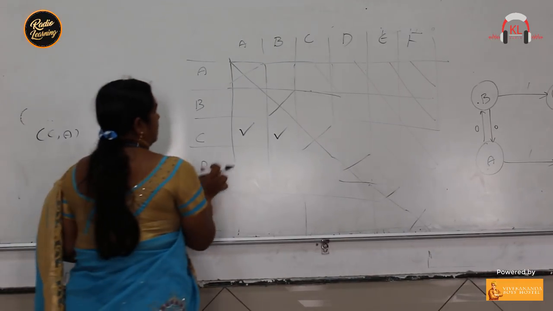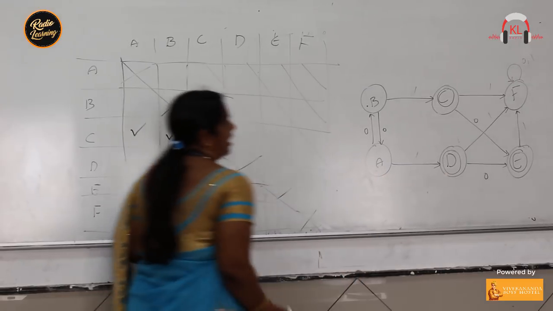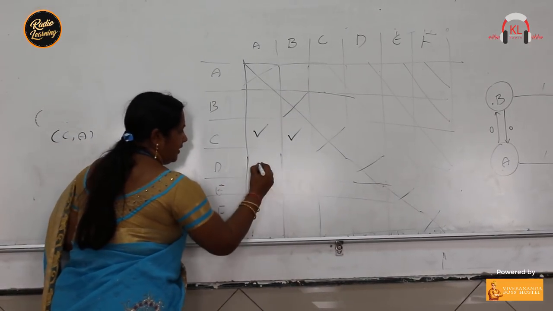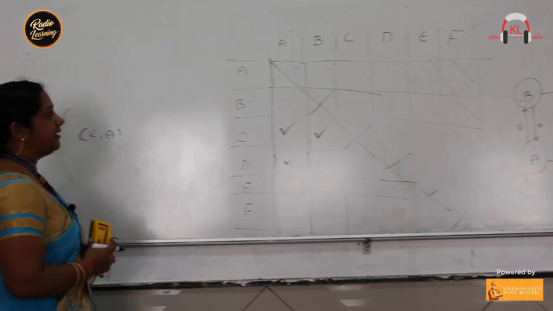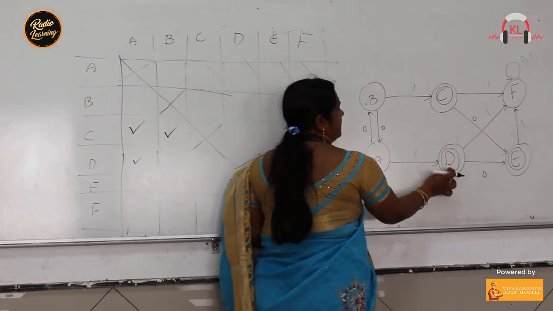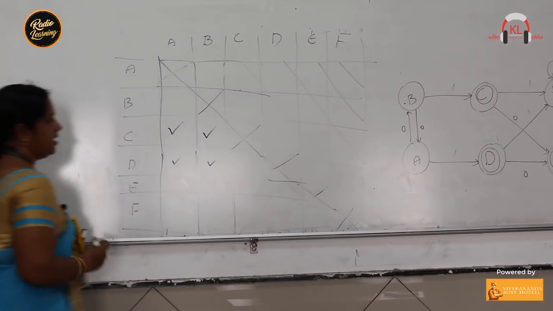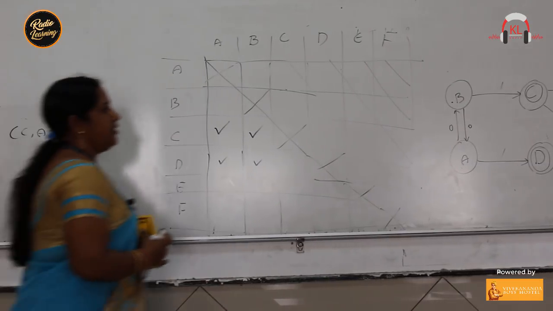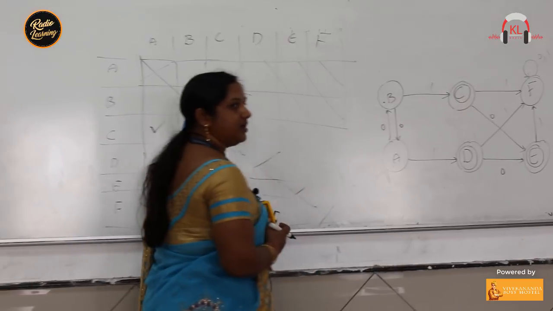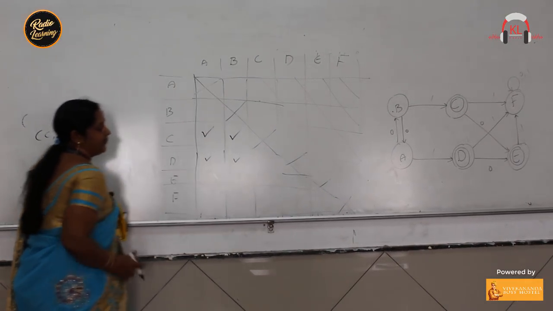Next, take DA. D is the final state and A is not a final state, so we can mark this one. Next, D comma B. Yes, D is a final state and B is not a final state, so I am marking here. Next, D comma C. Here both are final states. If both are final states, we are not marking; we leave that cell as it is.